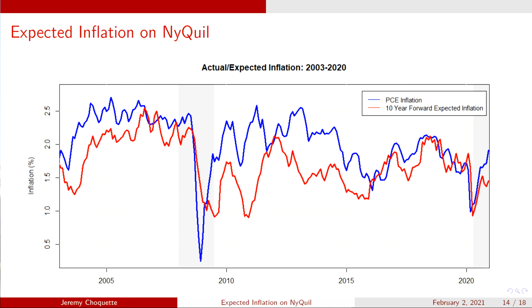But we can also see that for the most part, save a couple of episodes here and there, expected inflation is much lower than the actual inflation. And that can be for a number of reasons.